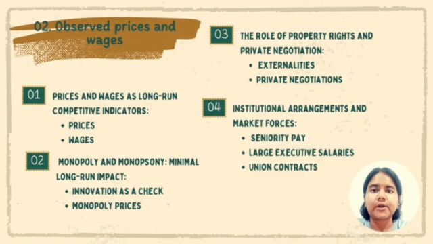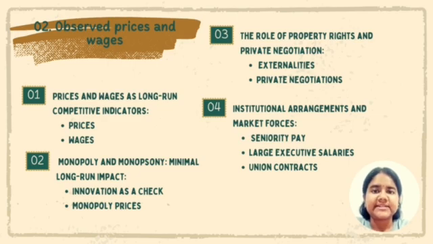For example, a company paying workers more than their productivity value would face pressure to adjust wages to remain competitive. Similarly, goods priced above or below market value create incentives for adjustments through entry or exit of producers. The second point is monopoly or monopsony, which is the minimal long run impact.